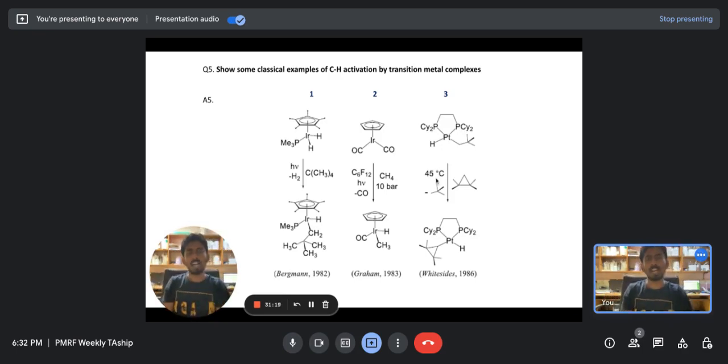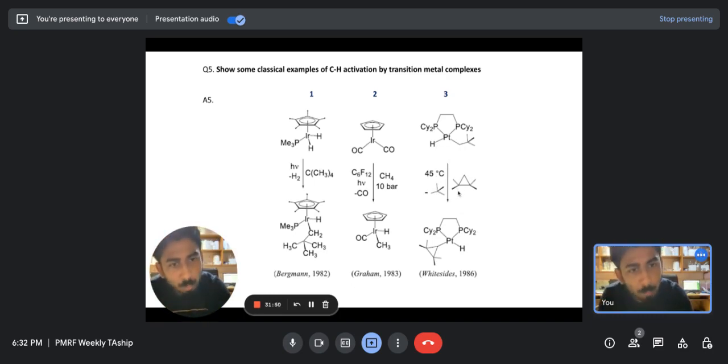In both the previous examples, photolytic activation of the metal center happens. Here it is thermal activation, where a temperature of 45 degrees Celsius is applied, and you can see these two bonds are reductively eliminated to produce this CMe4. This carbon and this hydrogen are cis to each other, so that's why reductive elimination takes place, and this elimination of this molecule takes place.